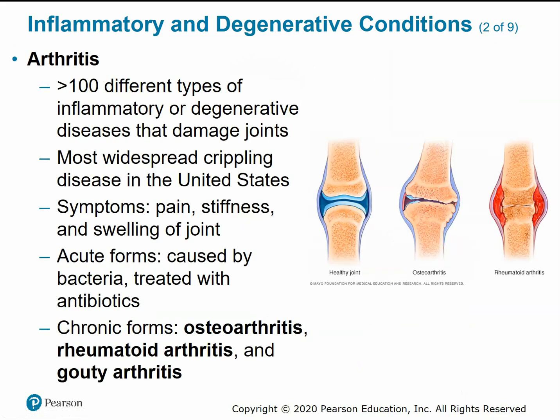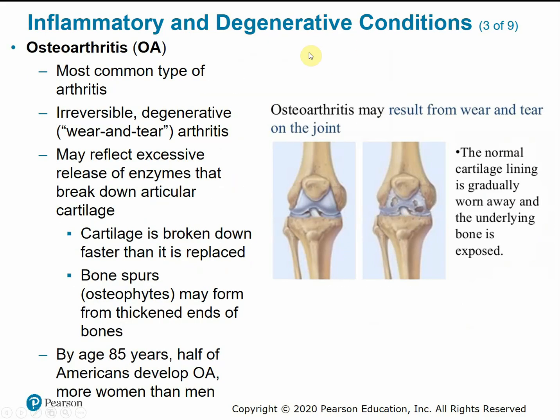Arthritis is a collective term for over 100 different types of inflammatory or degenerative diseases that damage and target the joints. So symptoms include pain, stiffness, and swelling of the joints. Some more acute forms can be caused by bacteria and can be treated, but the chronic forms include osteoarthritis, rheumatoid arthritis, and gouty arthritis. Osteoarthritis is the most common type.